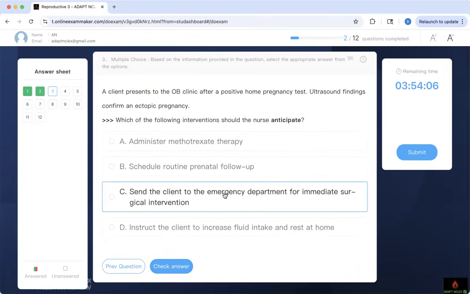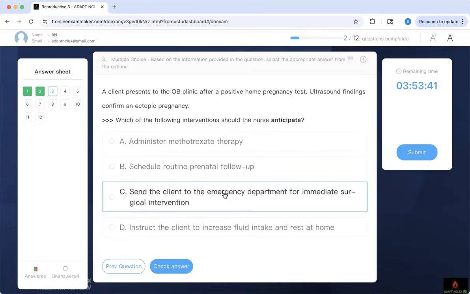A client presented to the OB clinic after a positive home pregnancy test. She's pregnant. Ultrasound findings confirmed ectopic pregnancy, right? Which of the following interventions should the nurse anticipate? Administer methotrexate, schedule routine prenatal follow-up, send the client to the emergency department for immediate surgical intervention, instruct the client to increase fluid intake and rest at home.